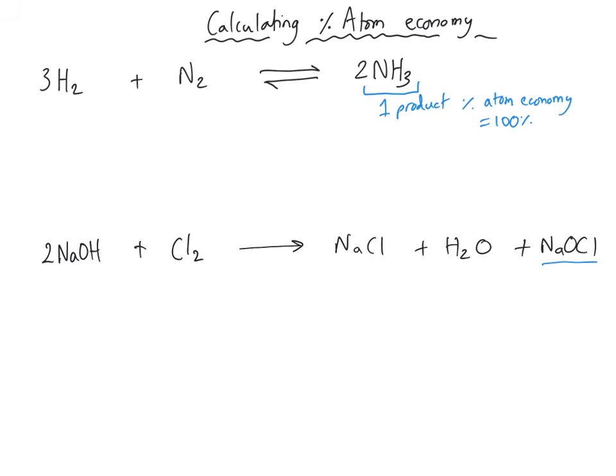And just by inspecting the equation, you can see that we've got 2 sodium in our reactants, and we've only got 1 in our useful products. And similarly, there are 2 chlorine in our reactants, but only 1 in our target molecule. And it's the same principle for oxygen. There's only 1 in our target molecule, but there's 2 in the reactants.